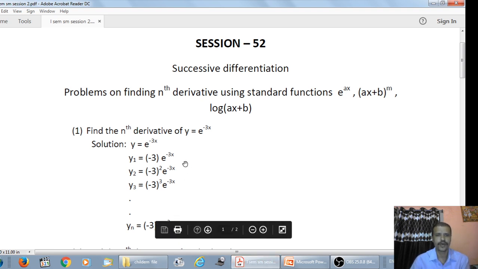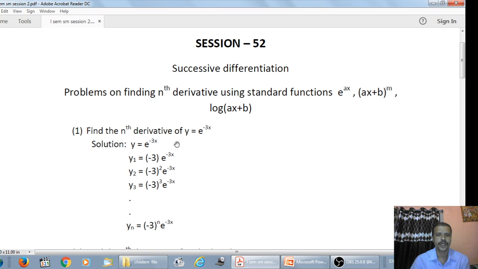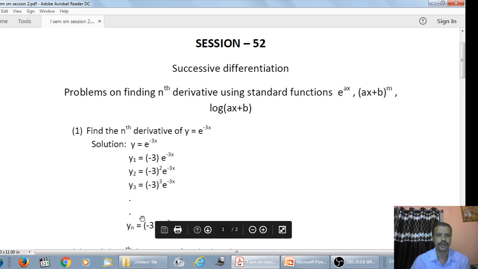Find the nth derivative of y is equal to e power of minus 3x. This is the given function. I already told you, to get the yn value, we need the first three derivatives. By comparing these three, we can get the yn formula.